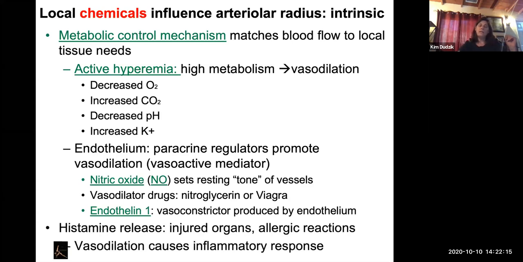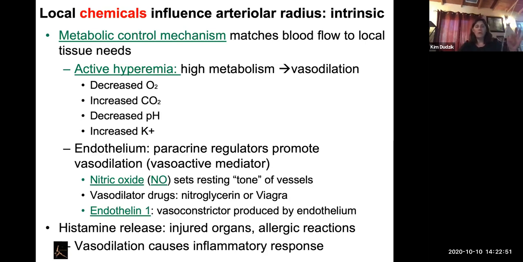Okay. Histamine, tissues can also release histamine. Usually that happens when there's an organ that's injured or there's an allergic reaction. And so that then causes the arterioles to vasodilate, again bringing more blood flow, which is causing the inflammatory response. In the case of an injured organ or allergic reactions, you want the immunity cells that the blood is bringing. So if we vasodilate, they come along. So that's the swelling that you might experience.